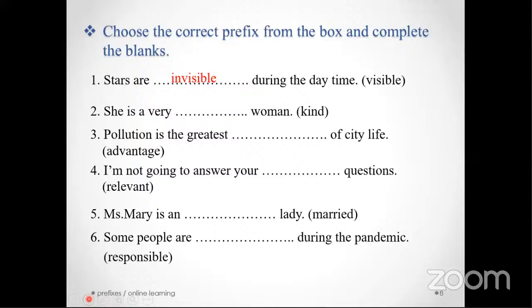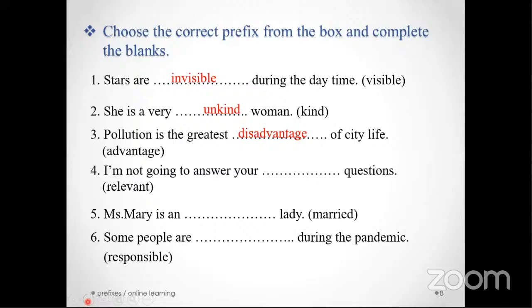And next one, she's a very unkind woman. හරිම අකාරුණික කාන්තාවක්. She's a very unkind woman. Next one, pollution is the greatest disadvantage of city life. Pollution, දූෂණය, is the greatest disadvantage of city life. නාගරික ජීවිතයේ තියෙන විශාලම අවාසිය තමයි දූෂණය, පරිසර දූෂණය, right?